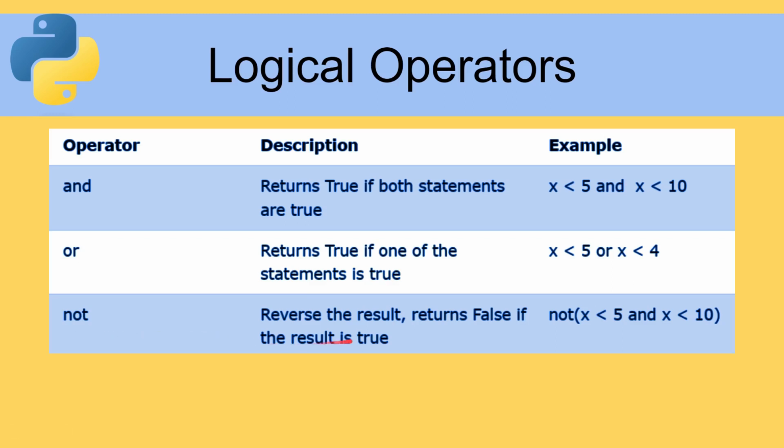Not reverses the result. So if it is false, it returns true, and if it is true, it returns false. Professional, experienced developers use not much more than junior developers, because using not is shorter and much more clear.